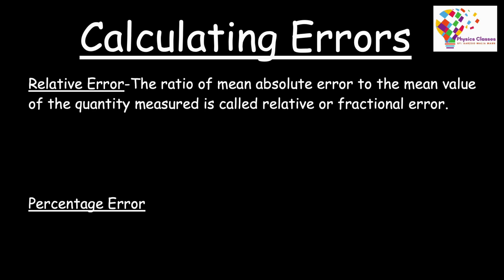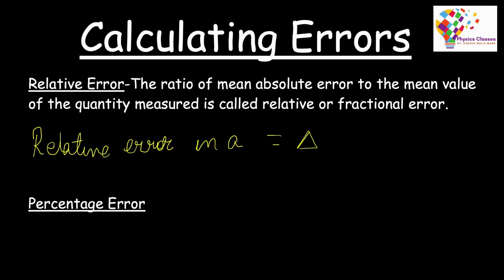Now we also define something known as the relative error, which is the ratio of the mean absolute error to the mean value of the quantity. If I want to calculate the relative error, then that would be equal to delta A, which is my mean absolute error, divided by A mean, which is the mean value of the quantities measured. I can also find out the percentage error from it.